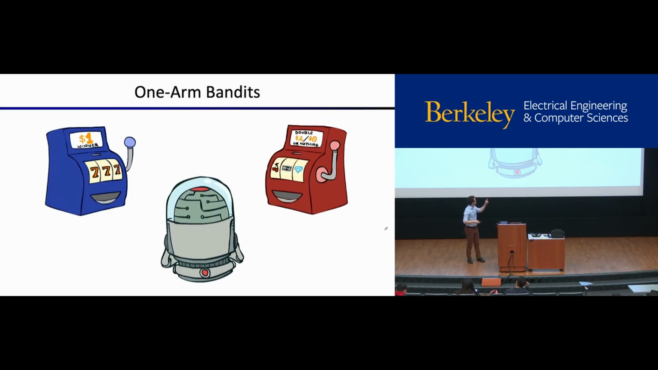And in this one, we have one that does double or nothing. So with some probability, it pays out $2, and with some probability, it pays out $0. Now, depending on how frequently it pays out $2, that might be a better bet. But if all you see are these two one-armed bandits, you're this agent, you're like, which one am I supposed to choose?